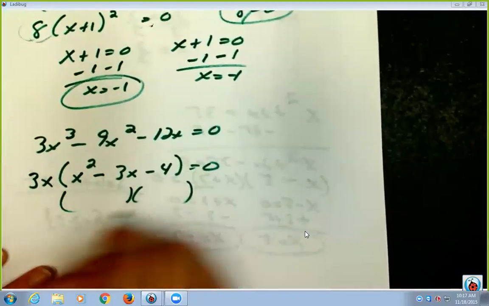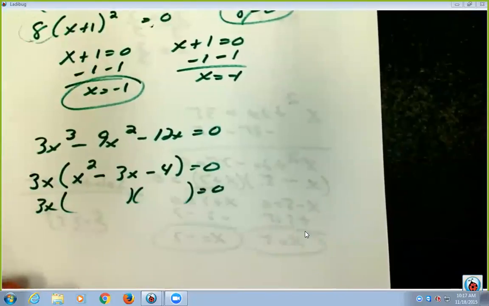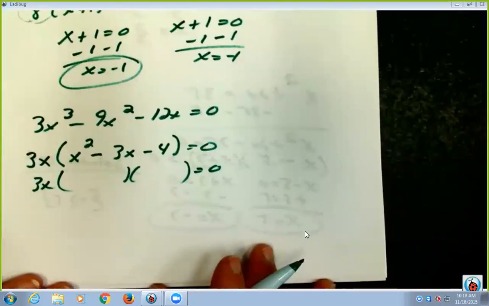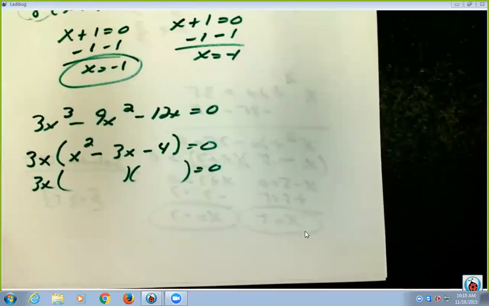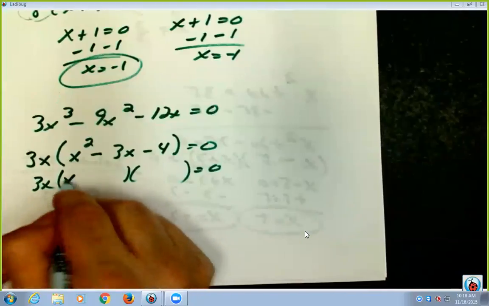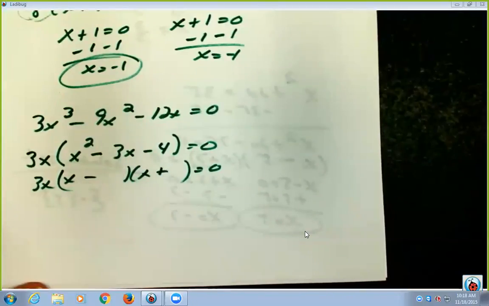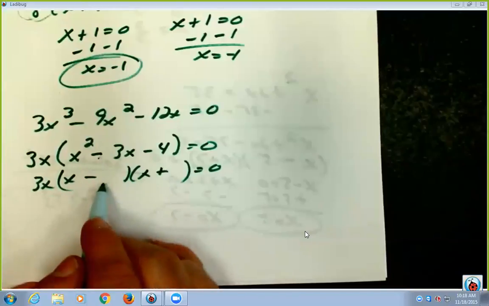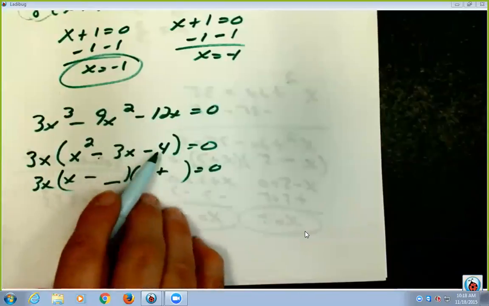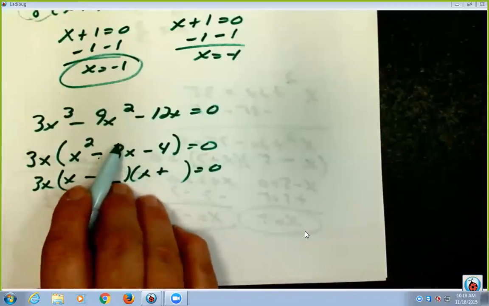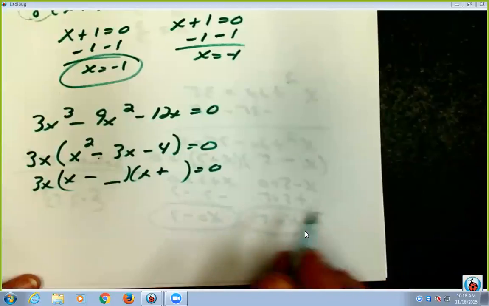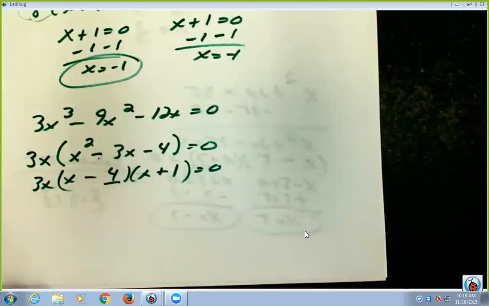So then, does that factor? So what does this factor to? So again, x and x. Negative 4 means one's negative and one's positive. The 3 in the middle is negative, so that means my negative factor needs to be bigger. So what are some factors of negative 4 that add to negative 3? Negative 4 and a positive 1.